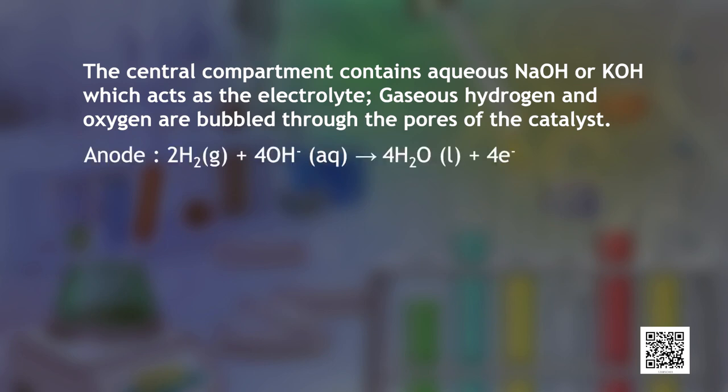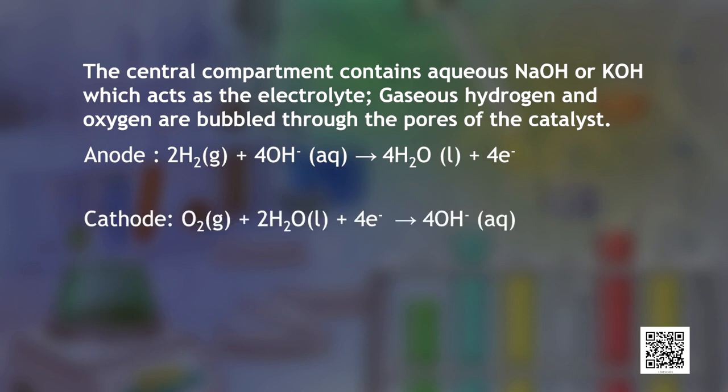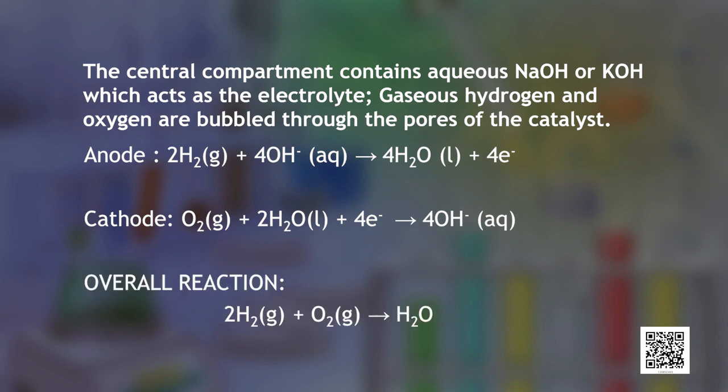The reactions are given as at anode, hydrogen reacts with hydroxyl ions to form water with the loss of 4 electrons, while at cathode, oxygen reacts with water and gains the 4 electrons to form hydroxyl ions. And so, the overall reaction becomes hydrogen adding up with oxygen to form water. Electricity is generated as a result of the redox reaction. The cell can work continuously as long as the fuels, hydrogen and oxygen, are available.